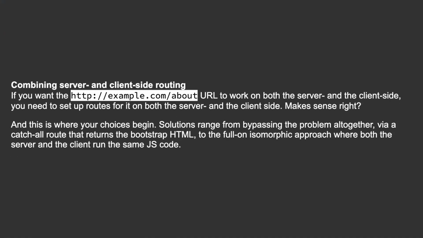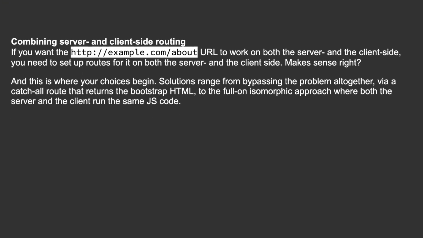Combining server and client side routing. If you want the http://example.com/about URL to work on both the server and the client side, you need to set up routes for it on both the server and the client side. Makes sense, right? And this is where your choices begin. Solutions range from bypassing the problem altogether, via a catch-all route that returns the bootstrap HTML, to the full-on isomorphic approach where both the server and the client run the same JS code.